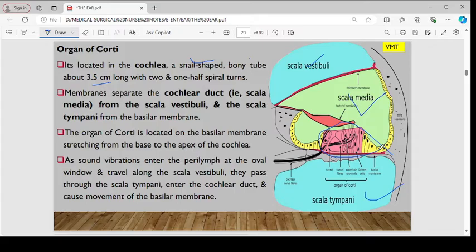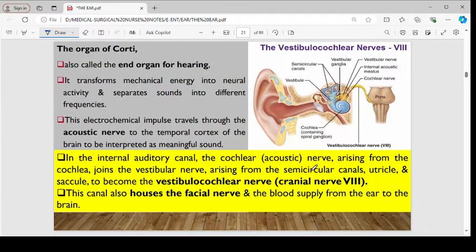As vibrations enter the perilymph at the oval window and then travel along the scala vestibuli, they pass through the scala tympani, and then they enter the cochlear duct and cause movement of the basilar membrane. The organ of Corti is also referred to as the end organ of hearing.